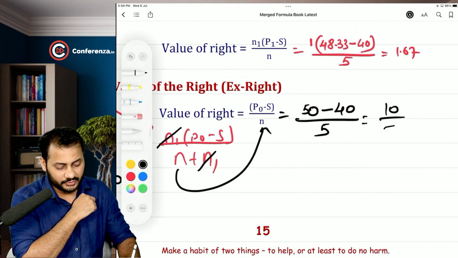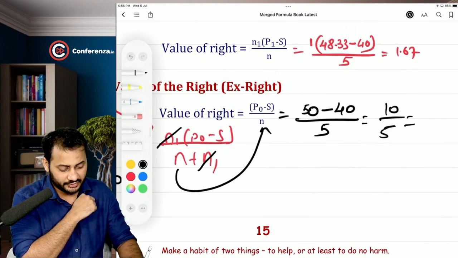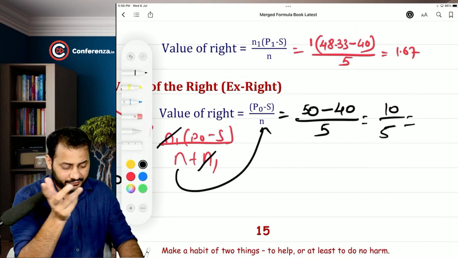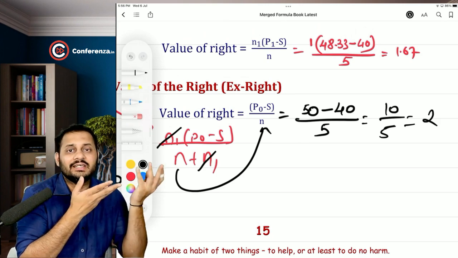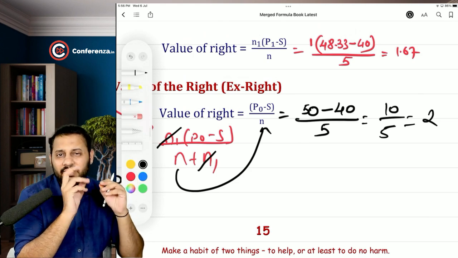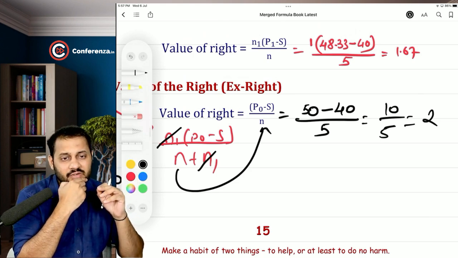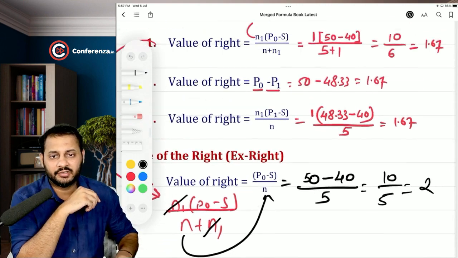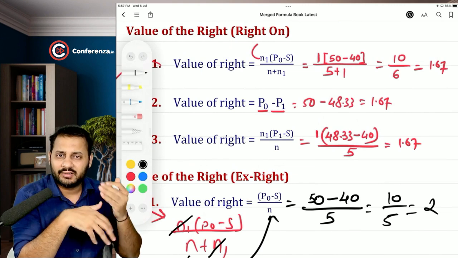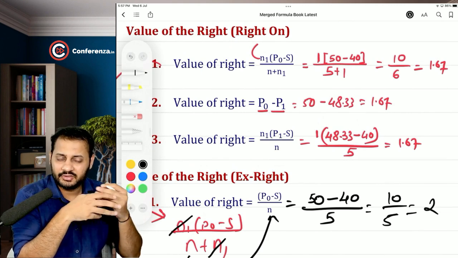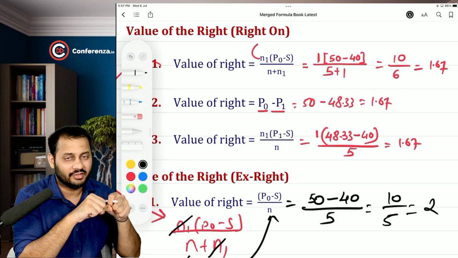be 5. The 10 rupees of discount will now be borne by all the 5 shares, and then the value of the right will be 2. The value of the right has increased. Practically it should have decreased, but this is just a theoretical answer, so that's why. Are you getting it? These are all the formulas. We are going to practice these formulas again and again so that we will have a good hand on it.